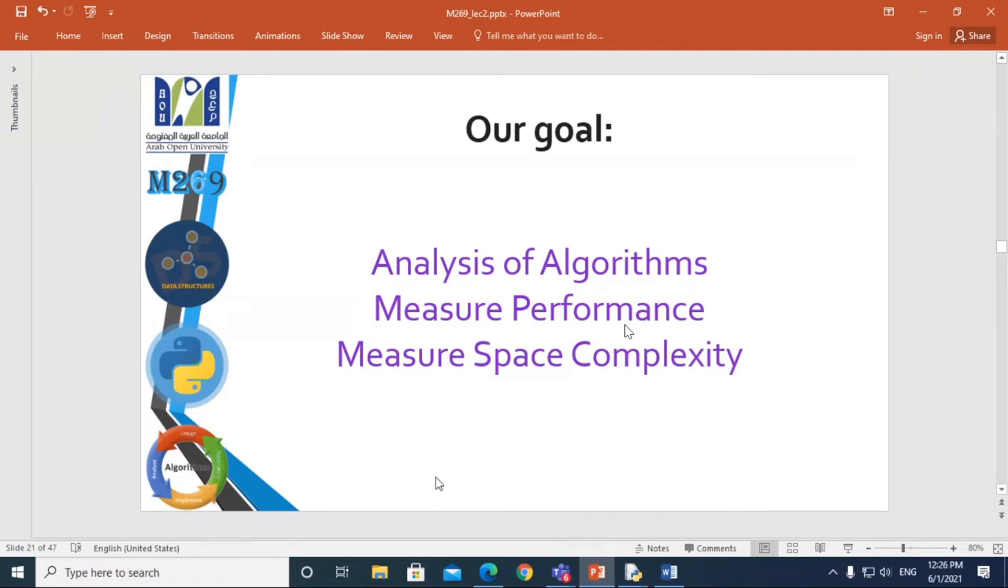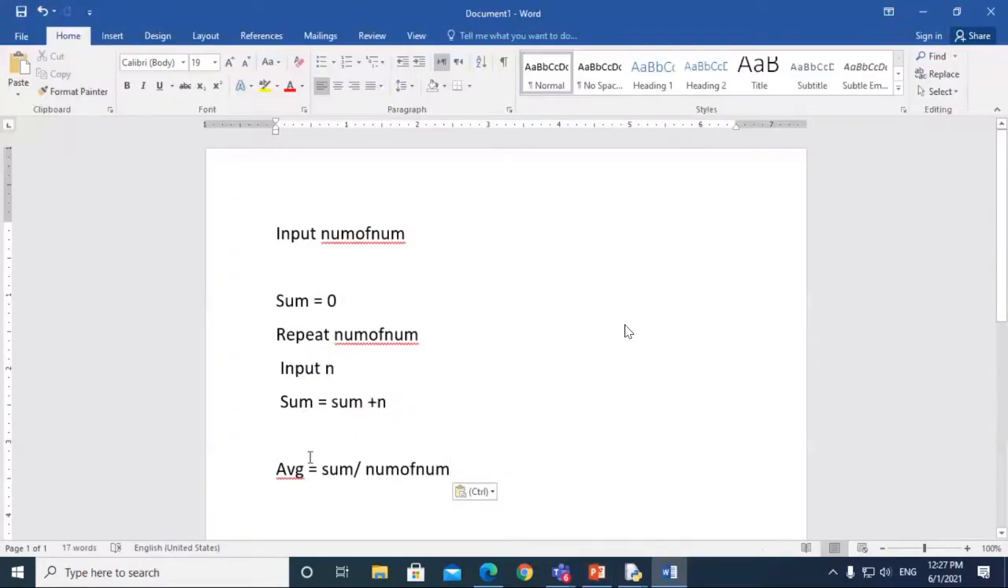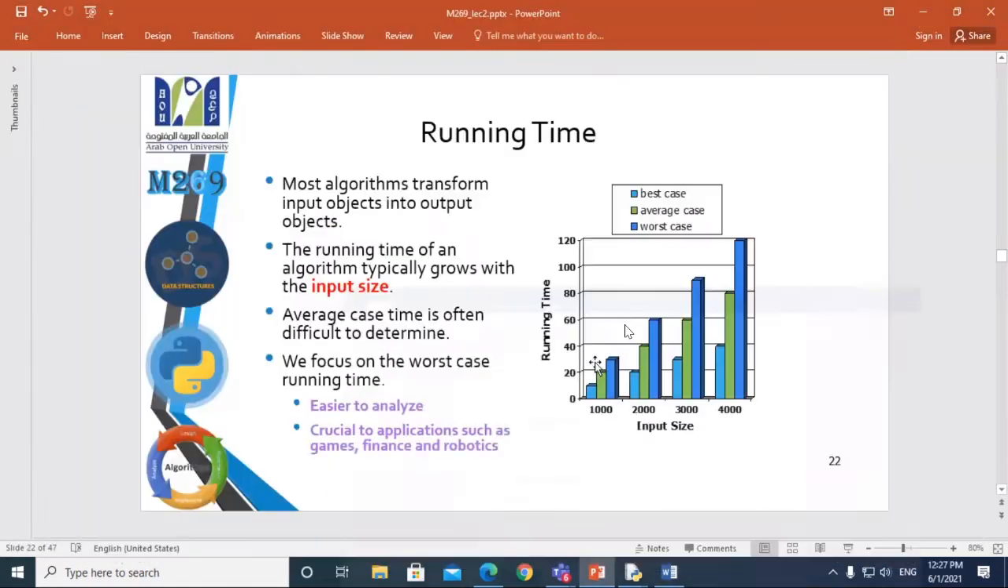Let's start. Most algorithms transform input objects into output, maybe 99% of them. You have input, input will become output. So give me numbers, that is my process, I'll give you the average, that is the output. Of course I must write at the end print average. Give me the input, I'll process it, I'll give you the output.